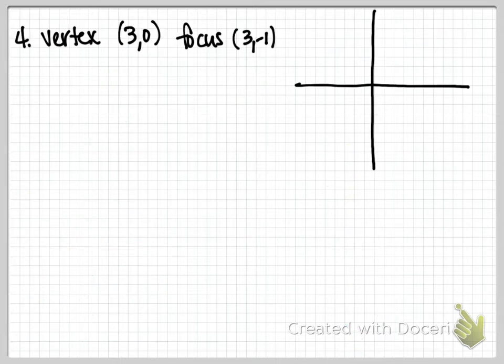Okay, number 4, working backwards. So this gives me information. It tells me I have a vertex at 3, 0 and a focus at 3, -1. So what you want to do when you're working backwards is draw a sketch of the information that was given. So I have my vertex right here at 3, 0, and I have a focus at 3, -1. Now remember, I said the parabola always opens towards the focus. What this tells me is that my parabola opens down, so therefore I have a vertical parabola.